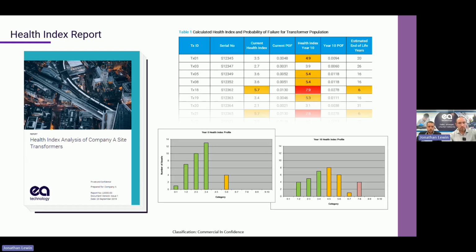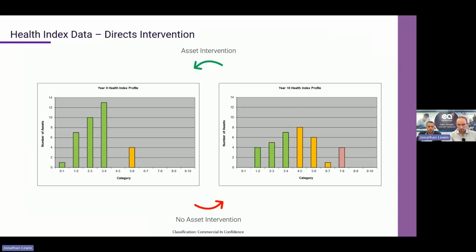So when you're looking at it from a site-wide perception, you can then start to understand your current condition, your probability of failure of all that, and the 10-year estimated condition. And from that, we can then understand the proximity to end of life in number of years. Clearly, that's an estimation because it's in the future, but it gives you a good understanding of where to start to prioritize some of this across fleets of assets.